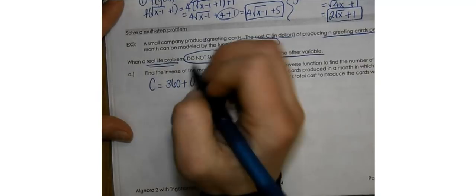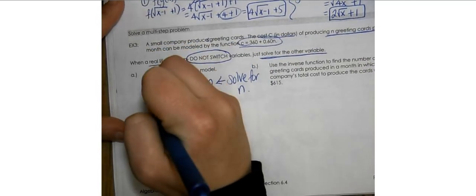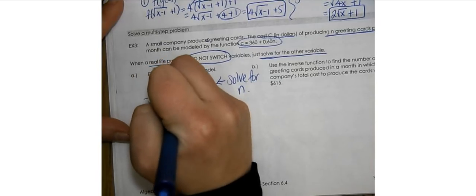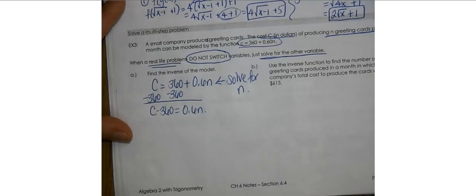So I'm going to start off by subtracting 360 on both sides. And we end up with C minus 360 is equal to 0.6 N. Well, that 0.6 N is kind of awkward.